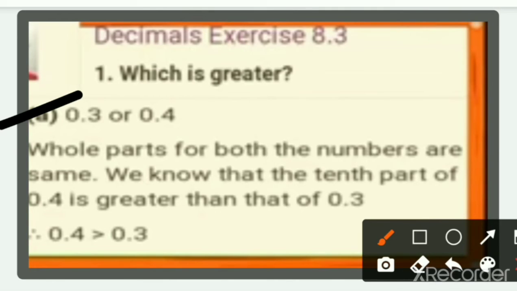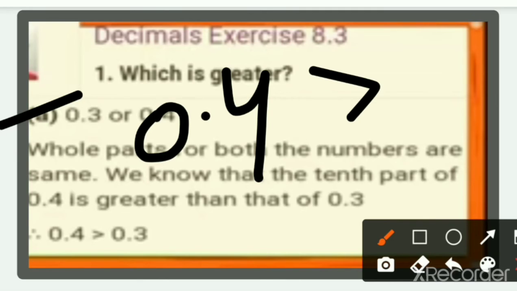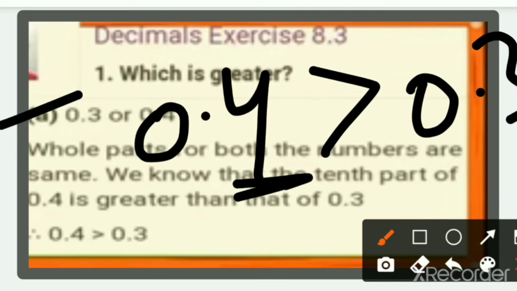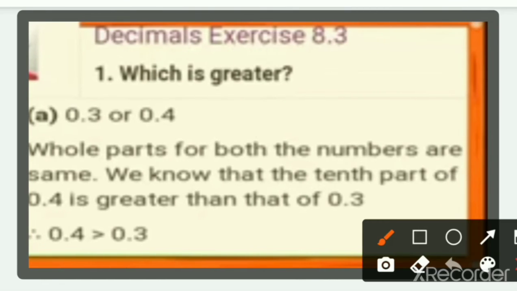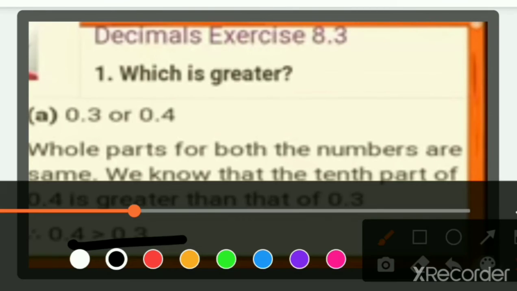The whole parts of both numbers are the same. This is 0 and that is also 0. We know that the tenths part of 0.4 is greater. So 0.4 is greater than 0.3, because this is the tenths place, this is 4 and this is also the tenths place, this is 3. So 4 is greater than 3, so 0.4 is the greater one.